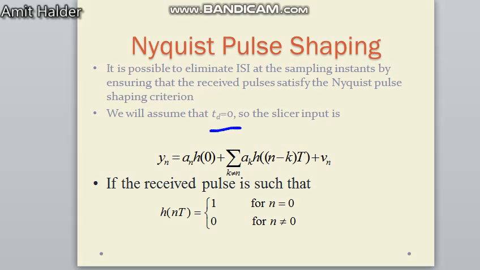If the delay time is zero, as you can see, if the delay time changes, the two signals overlap each other and an error occurs. So the slicer input is like that. You can say the initial value of the impulse signal is 1 and all others are zero. If the received pulse is such that there is an impulse, then if n equals 0 it is 1, and if n is not 0 it is 0. So that can happen.